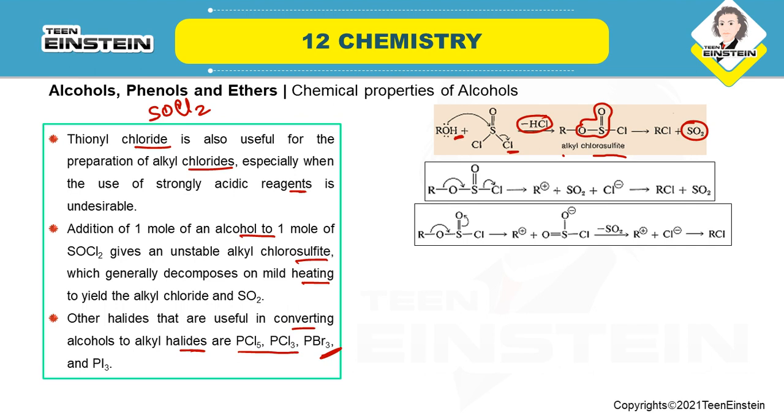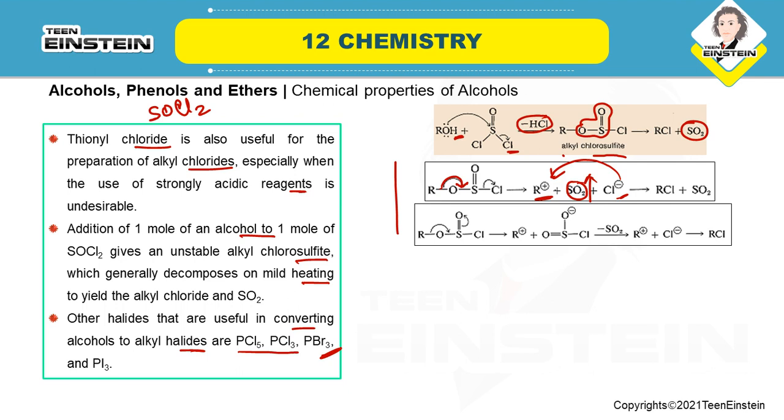You can use PI3 for conversion of ROH to RI. Okay, here the mechanism is given for SOCl2. So this bond is broken, S=O double bond is formed, so we are getting R+ carbocation. SO2 will be evolved, Cl minus. Now this Cl minus can attack. Fine.